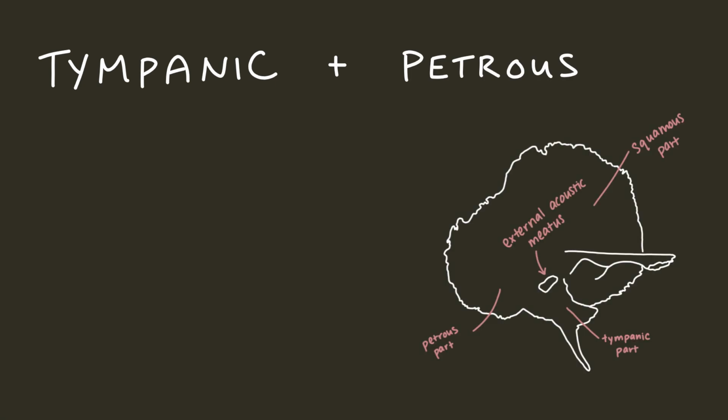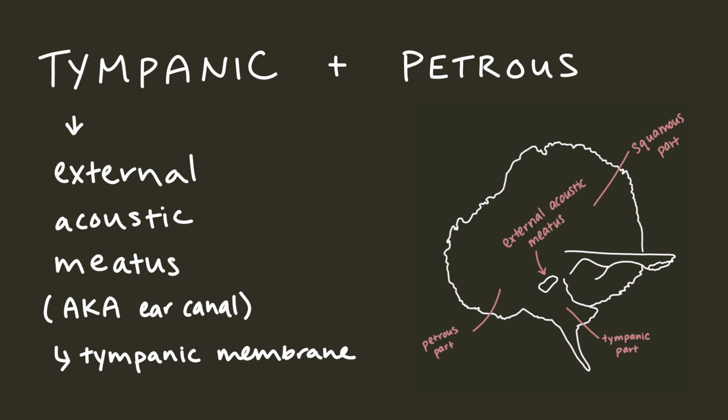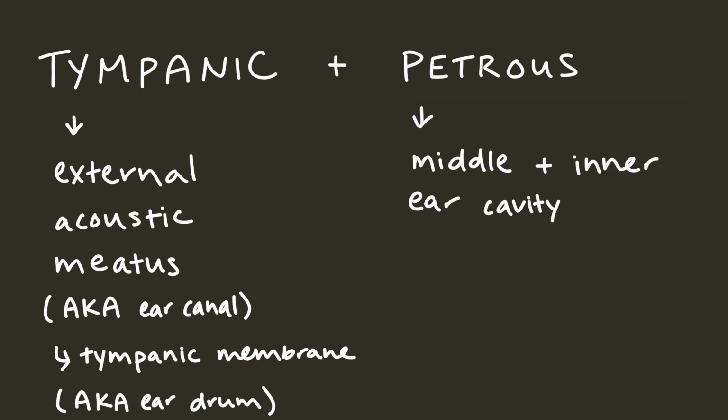The tympanic part wraps around the external acoustic meatus, which is a fancy way of saying ear canal. At the end of the ear canal is where we find our tympanic membrane, which is a fancy way of saying eardrum. These anatomists and their fancy words. Ugh. But alas, that's what we have. What can you do? The petrous part creates the middle and internal ear cavity, which is where we find little ear bones in the cochlea that are very cool but are another subject for another time.